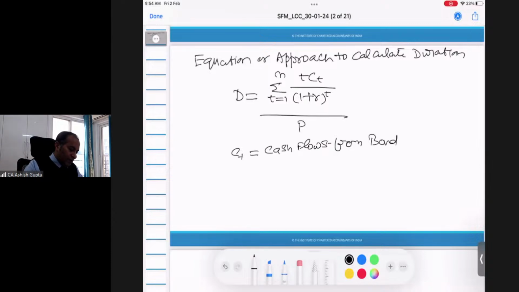C is the cash flows from the bond, T is time, and P is the present value of the bond, or straight value.